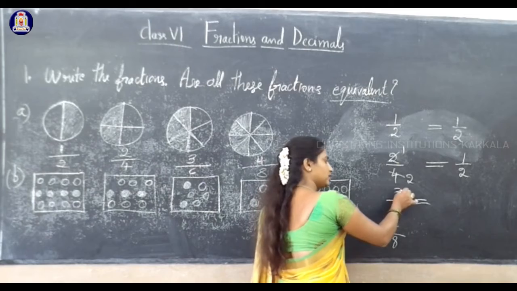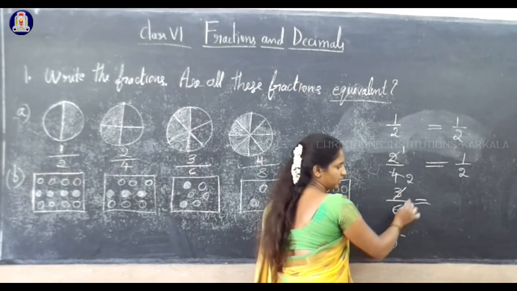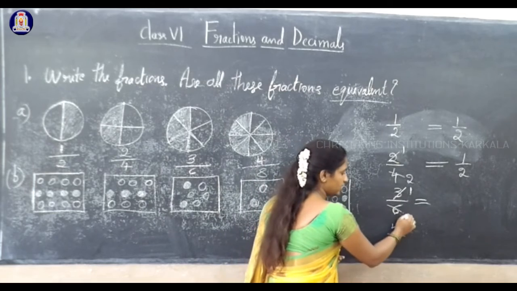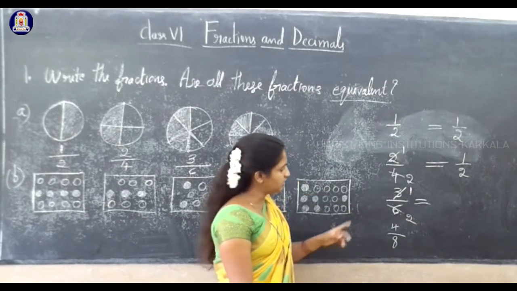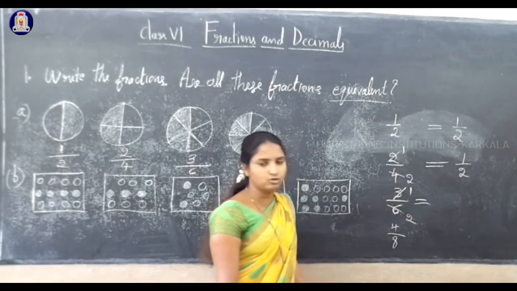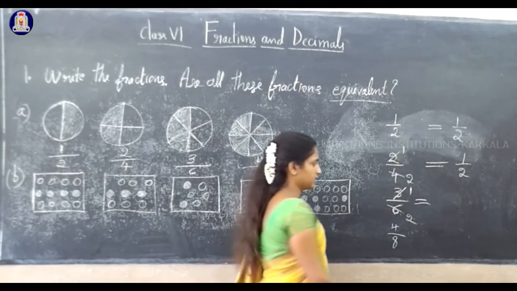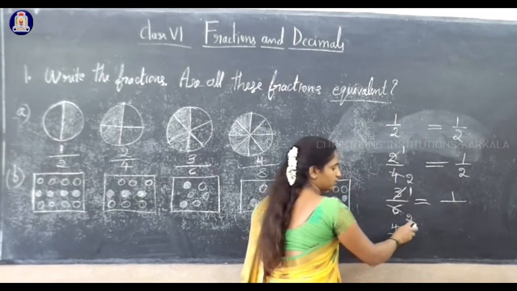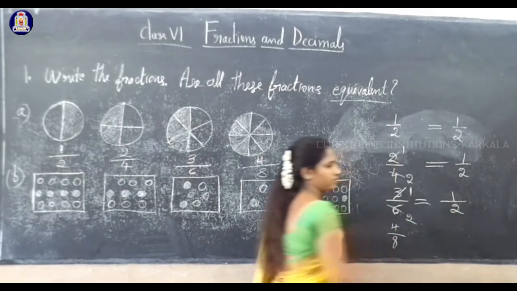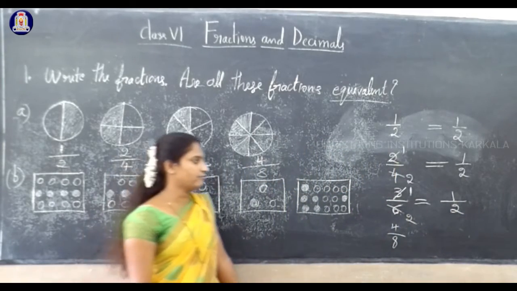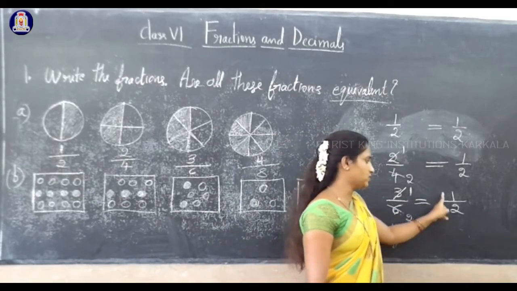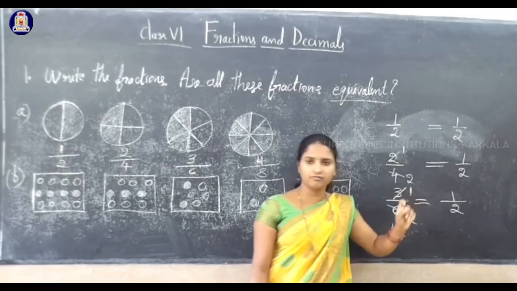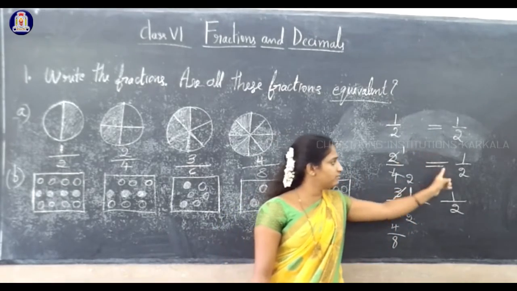So now 3 how much are 3? 3 1s are 3. 3 how much are 6? 3 2s are 6. Clear? So the same number, 3, divides both numerator and denominator. What is remaining in the numerator? The numerator value is 1, and the denominator is 2. Clear? So the remaining fraction is 1 by 2. Is it the same for the first, second, and third fractions? Yes, 1 by 2, 1 by 2, 1 by 2.